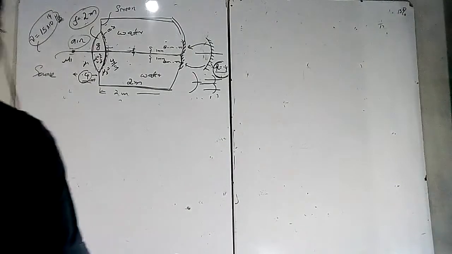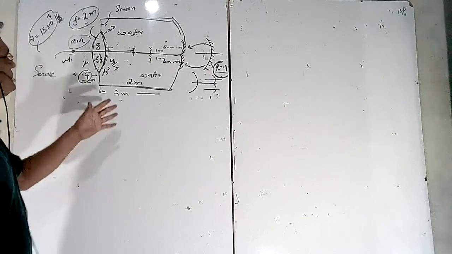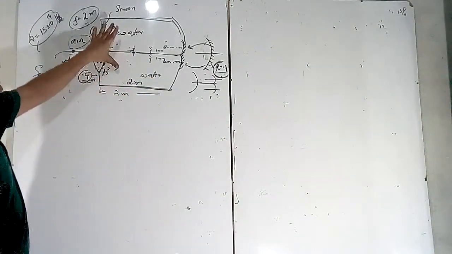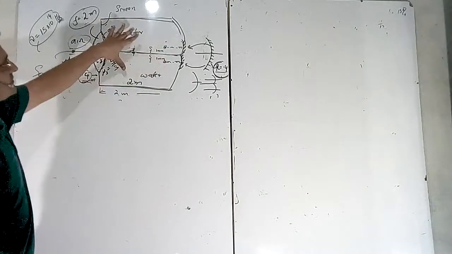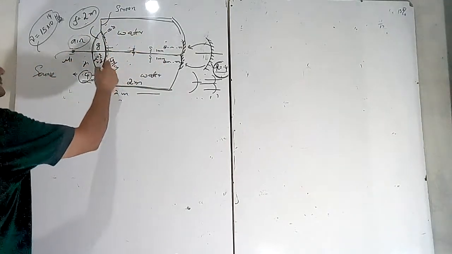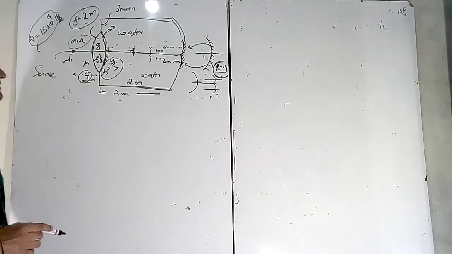I'll solve this problem, which is very interesting. It has multiple concepts. It should be useful for JEE Advanced and other exams. There is a container which has water, and the refractive index of water is given as 4 upon 3, or any liquid which has refractive index of 4 upon 3.